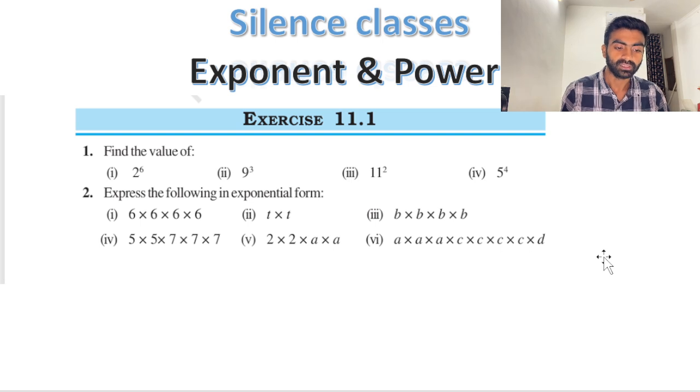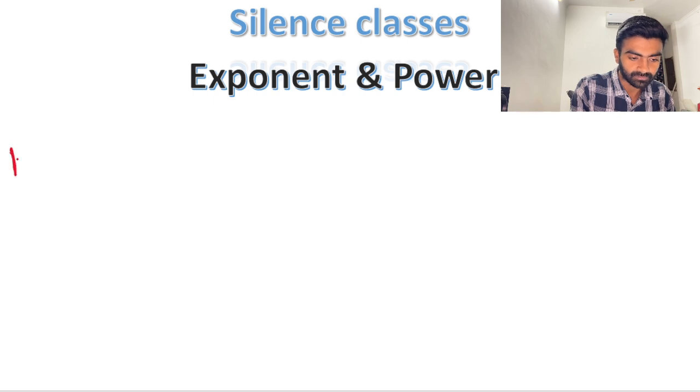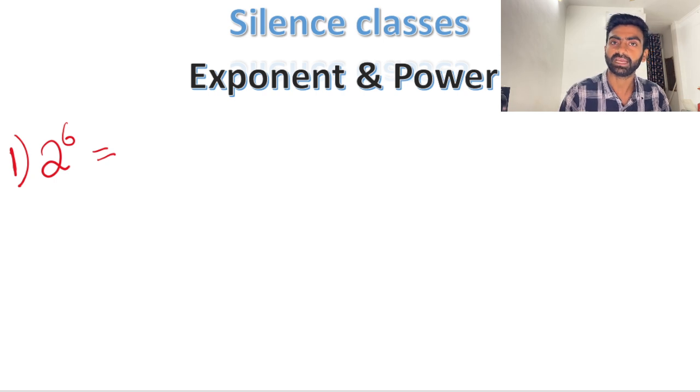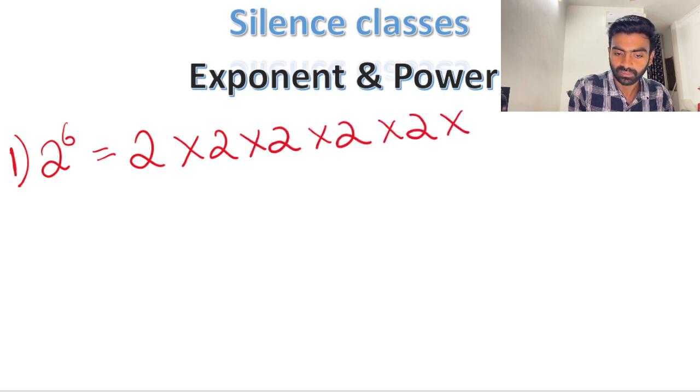Question number 1, part 1 is saying 2 to the power 6. 2 to the power 6 is given to us, means we can write it down how many times? 6 times, because we have the power 6, or we can say the exponent is 6. So we will write it down 6 times: 2 multiplied by 2 multiplied by 2 multiplied by 2 multiplied by 2 multiplied by 2, like this.